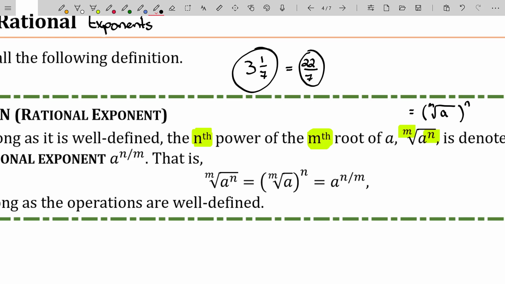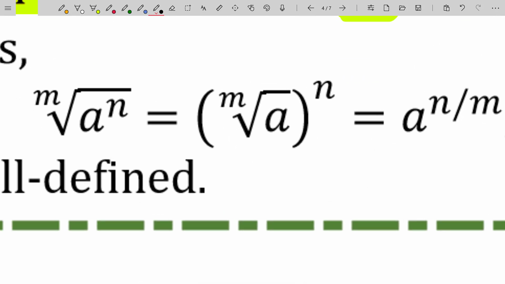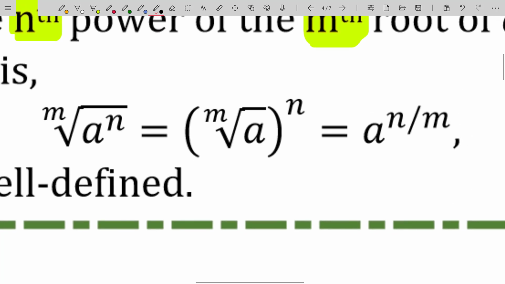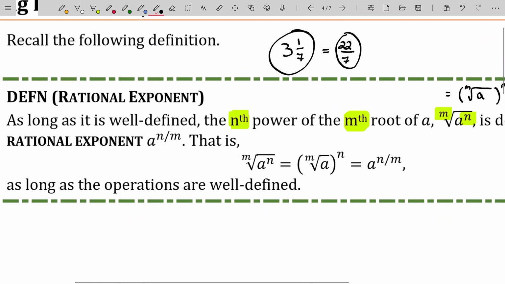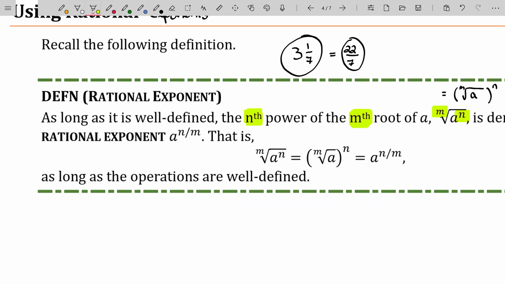And my little statement right here, that is the nth root of a to the n, which is the same thing as the nth power of the nth root of a, is all equivalent to a to the n over m power. Again, there's one huge caveat here. The huge caveat is as long as it is well defined. That is critically important. It is very, very easy to lose the fact that something's not defined when you switch to rational exponent notation. So this is important to kind of make that note.